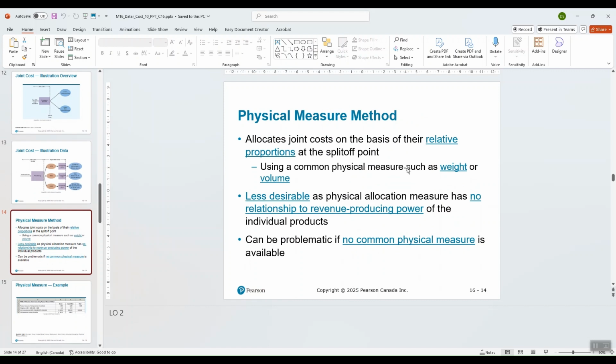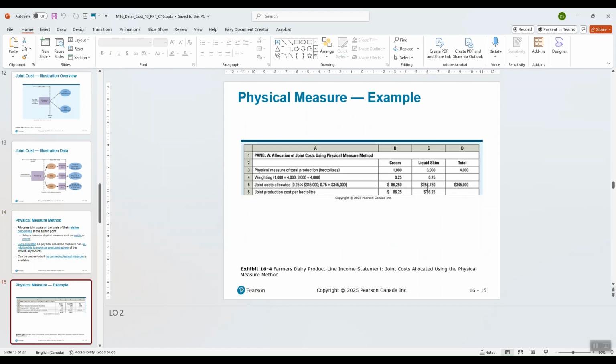So here's the physical measurement method. In this method, we are going to be basing it on the weight or the volume that comes out from that product. We're going to use the example we had in the milk situation. We have used 4,400 hectoliters of raw material, but what's important for us is the cost of producing up to the split-off point. The cost that was given to us was $345,000. That was the total cost. What we are concerned about is, at the split point, how much product comes out, because we're looking at the physical measurement.